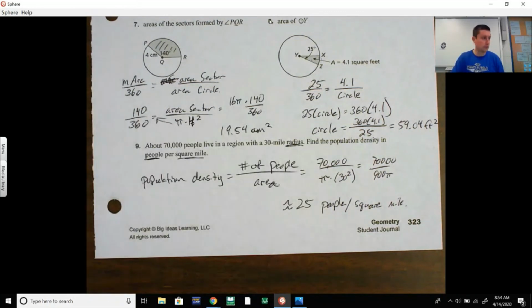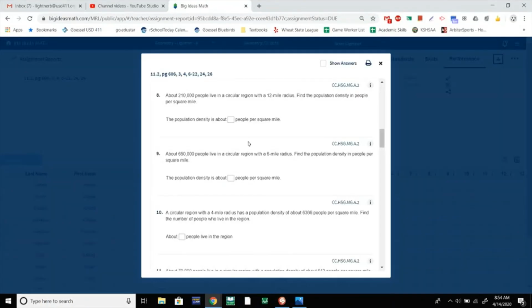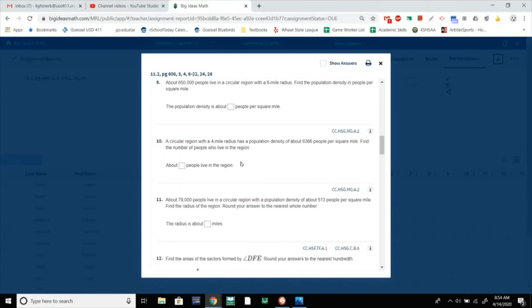So that should cover it. Your assignment ends with that. Okay, they have some different formulas here, like number 10, a circular region with a 4-mile radius has a population density. They want the number of people who live in the region. So then you can figure out your area and just take the area times the population density.